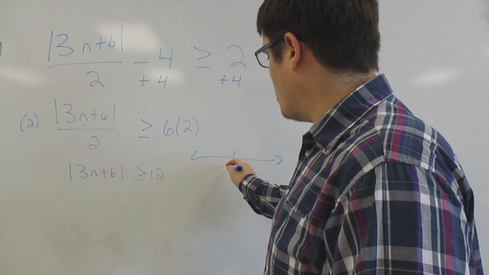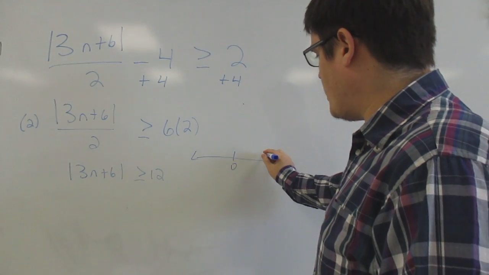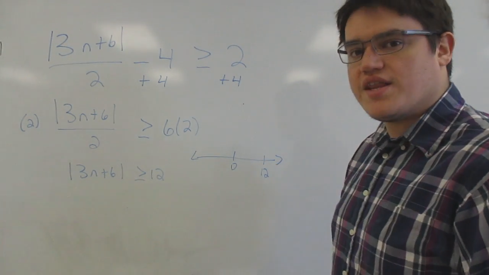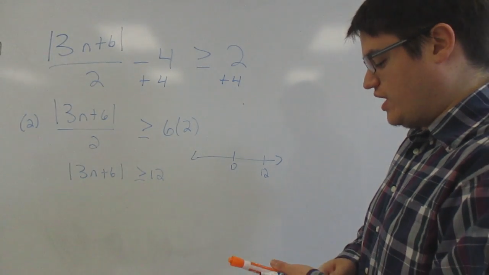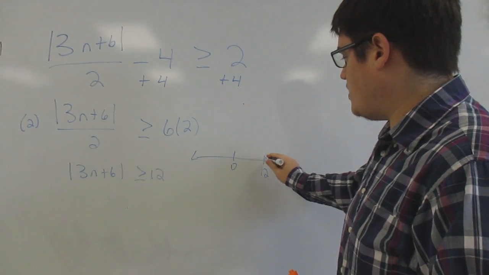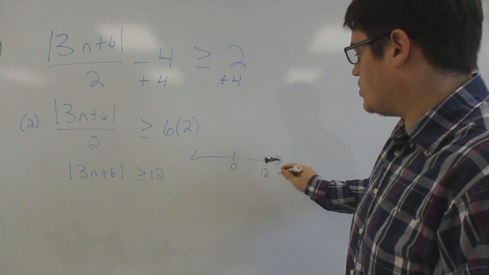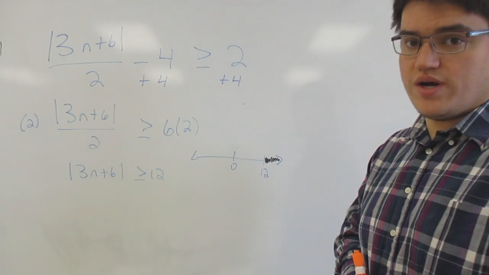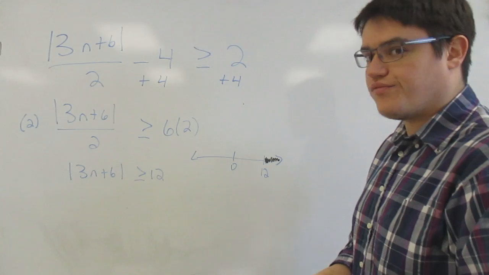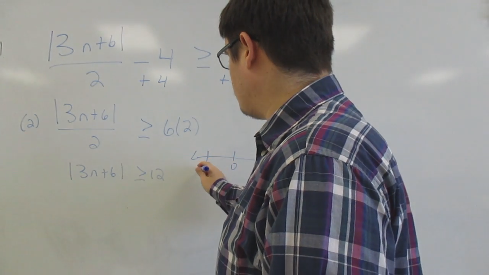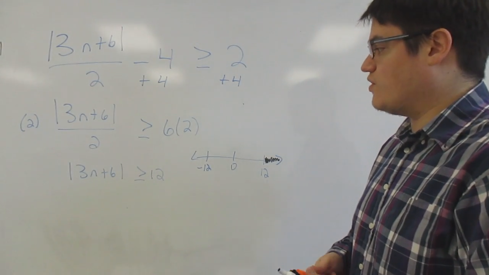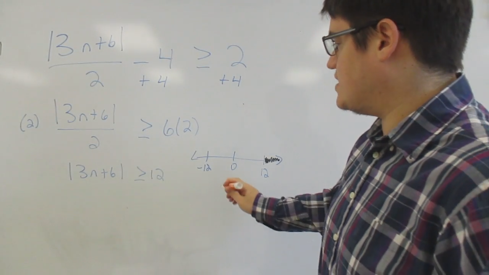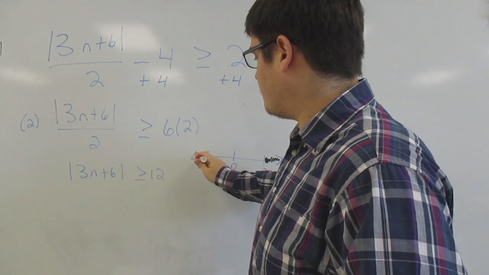Well, here's 0. 12 units away would be here. But we're saying that distance has to be greater than 12. So now I'm going to be looking at the stuff that's right here, because those are the values that are greater than 12. Well, remember I could go 12 units this way. This distance here is still 12. And I'm looking for the values that are greater than that. So I'll be looking at these guys here.